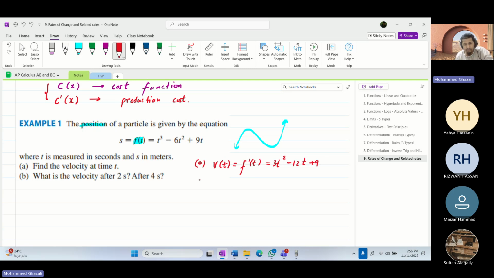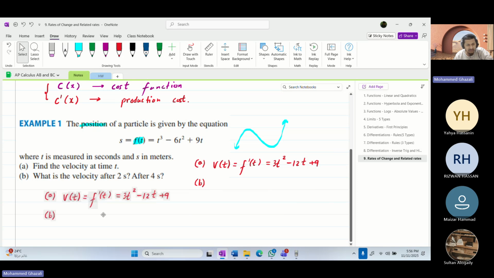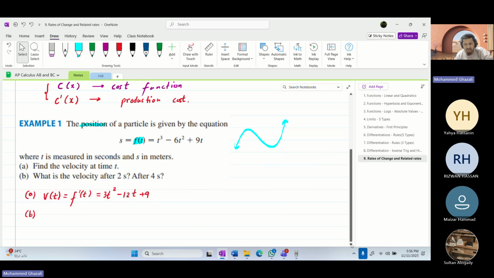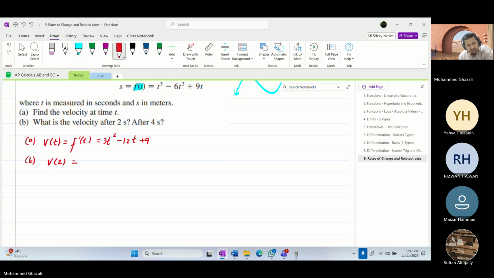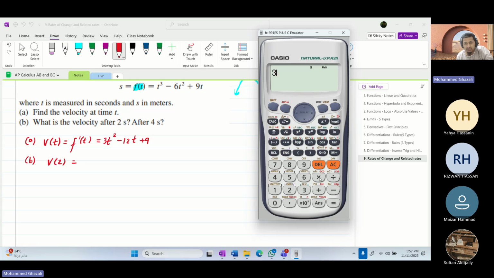It's a function. Now part b, see what they asked for: the velocity after 2 seconds and after 4 seconds. So what's the velocity after 2 seconds? Let's write it down. That is v of 2. If you substitute 2 inside, you're getting, guys, I need some answers from the calculator, obviously you guys are much faster in calculating this. So that's 3 times 4 minus 12 times 2 plus 9.